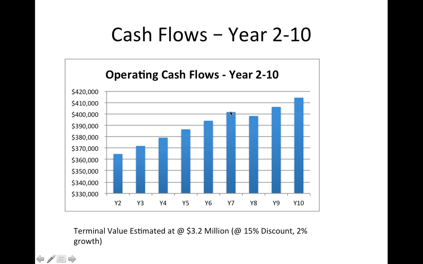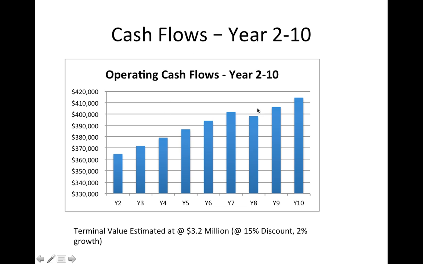What's going on there is that the equipment we fully depreciated after year 7, and so we lose that depreciation expense, and so we have to pay a little bit more taxes starting in year 8, and then it kind of goes back up. But after everything, we're still looking at somewhere around $400,000 a year in after-tax operating cash flows per year by year 10.